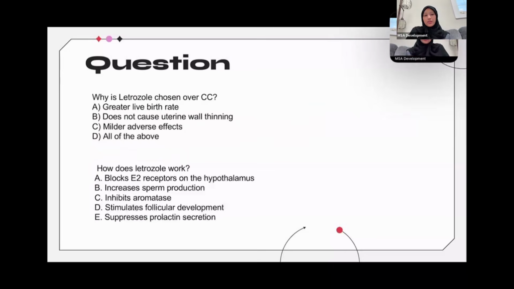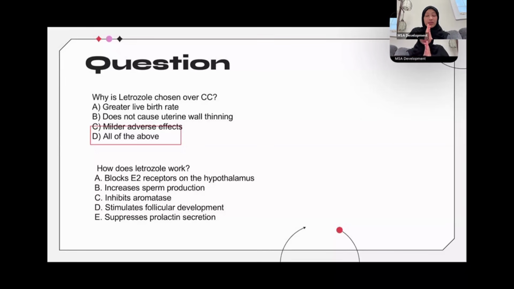That is correct also. Why is letrozole chosen over clomiphene citrate? If you read over the options, it is all of the above. So it has milder adverse effects, no visual disturbance, for example, less likely for OHSS, and it does not cause the thinning. It has greater live birth rate. All of this is related together.